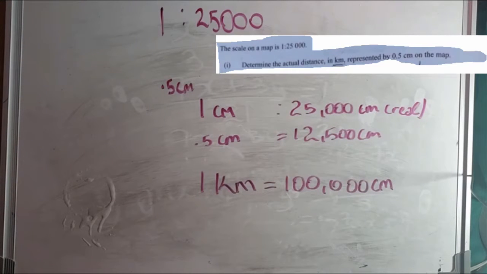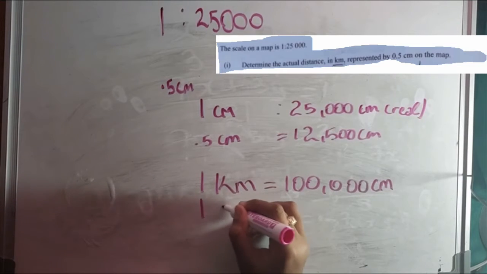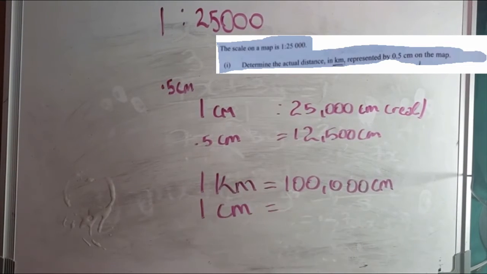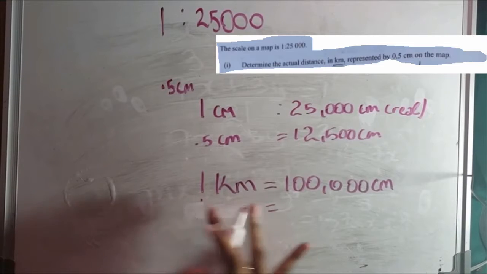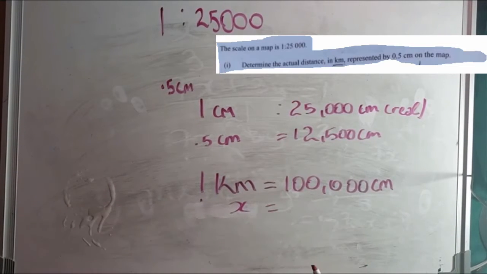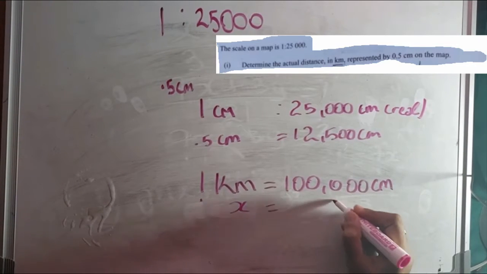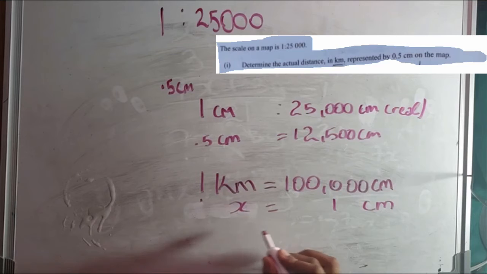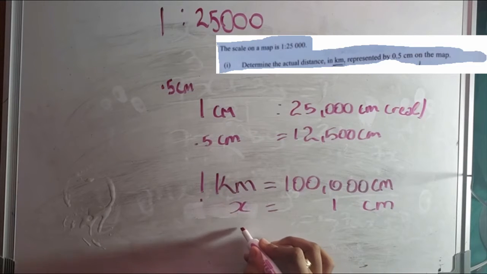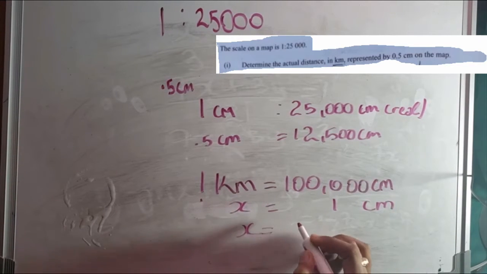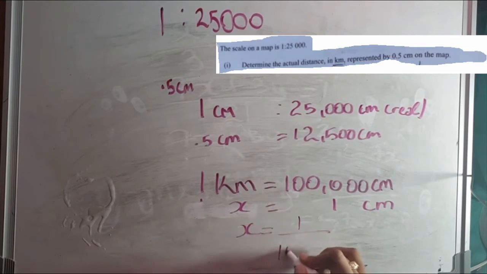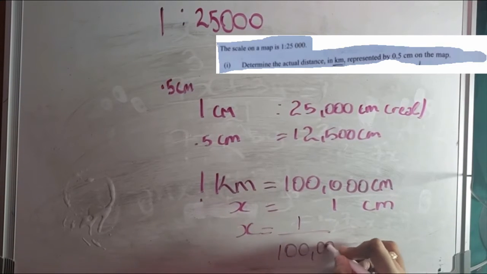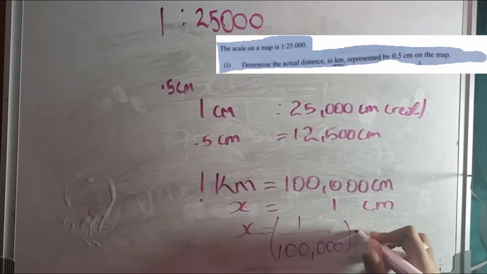Alright, so therefore x is equal to, so we want to find 1 centimeter in terms of kilometers. So therefore this is now 1 over 100,000 kilometer.